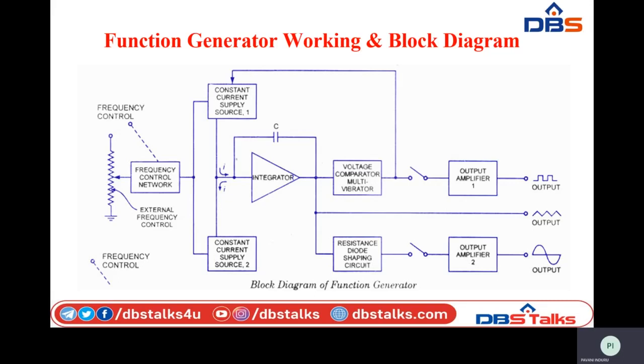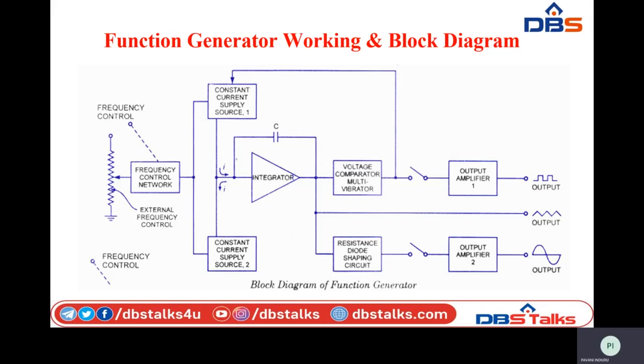Coming to the working of this function generator, the frequency control network controls the operation of these two constant current sources. At a particular time, the upper constant current source provides current to the integrator, so that the capacitor present in the feedback path is charged, and its voltage increases linearly with respect to time.